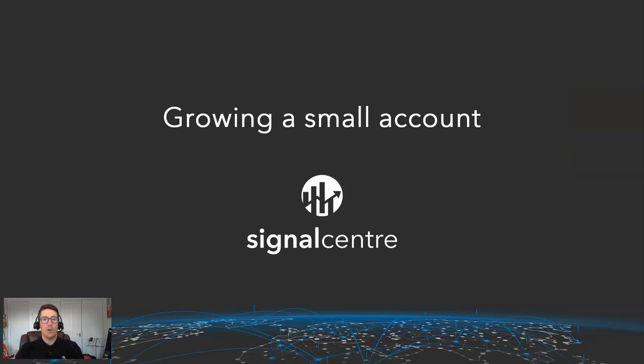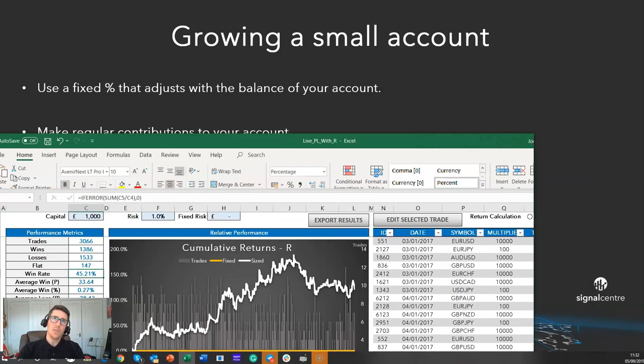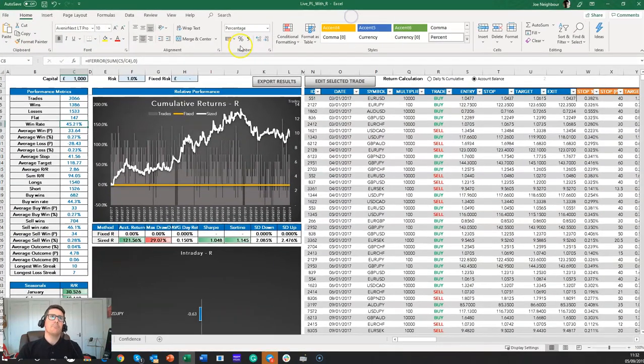So next I'm going to talk about growing a small account. Now I talked about using a particular fixed amount or a fixed percentage. Personally, I'd always side with the percentage, and the reason for that is the effects of compounding gains over a long period of time will have a much bigger impact on your account. Now I'm going to bring the spreadsheet up again just to highlight this point.